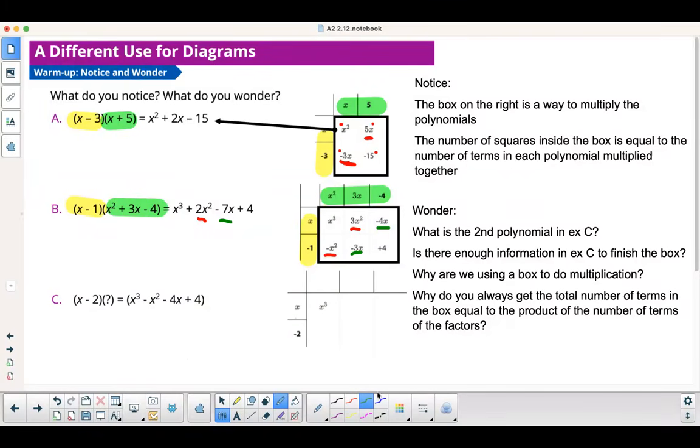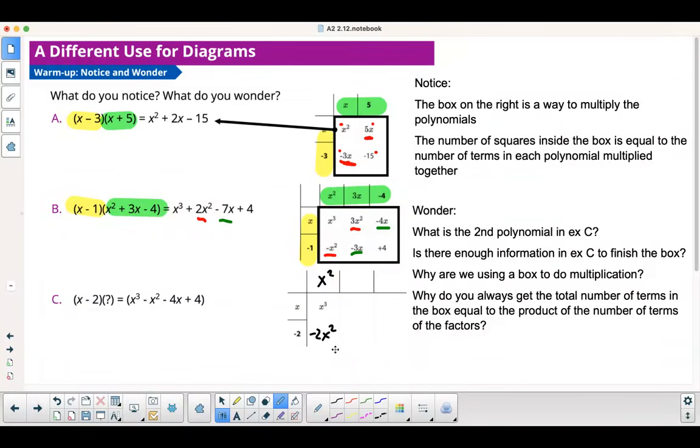All right. Now, when we go to this one, this one's a little trickier, but you can start filling it in. And this will be what we're going to learn a little bit of today. We know the x cubed is here, so x times what would give me x cubed? Well, this would have to be an x squared. And then I could fill this in: x squared times negative 2 is negative 2x squared.